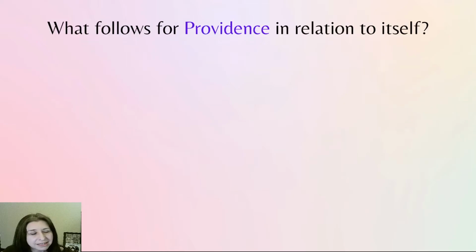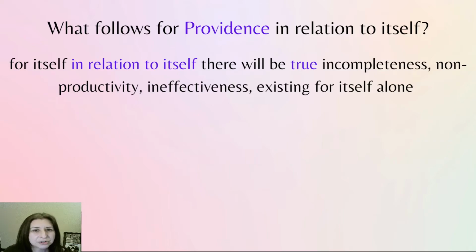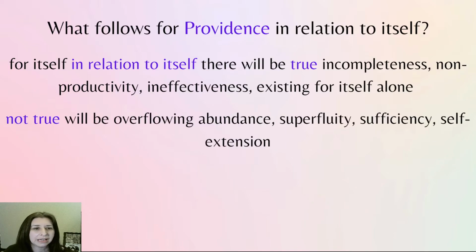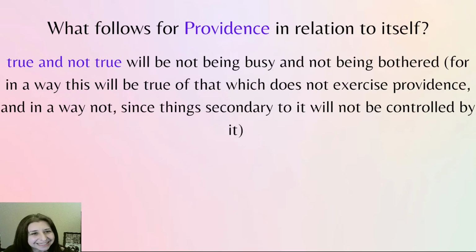Okay, so we're going to take the same 12 questions, but now we're going to consider if Providence is not functioning or does not exist. Then what follows for Providence in relation to itself? Well, here's Proclus's answers. He says that there would be incompleteness and a non-productivity, ineffectiveness existing for itself alone if it was not functioning. Not true would be an overflowing abundance or a superfluidity, that's really hard to say, sufficiency or self-extension. And partly true, partly not true, not being busy and not being bothered.